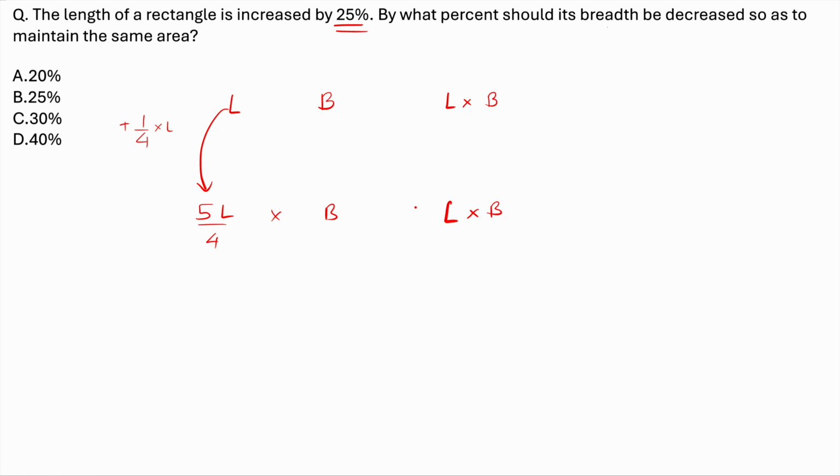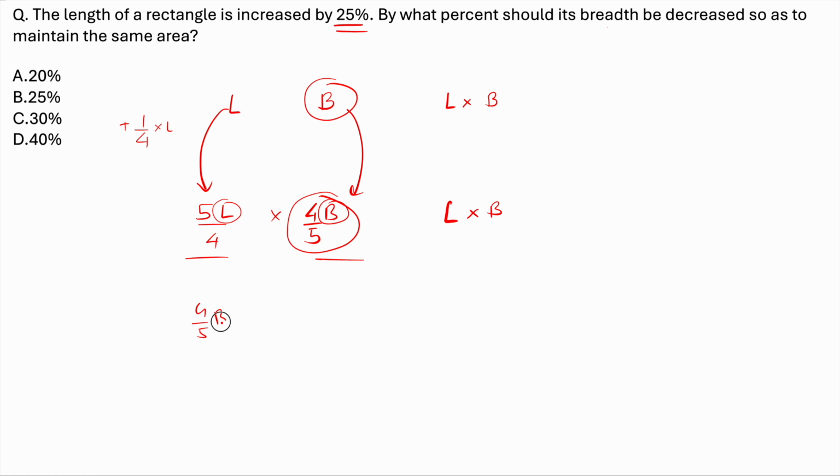The area changes, right? So to maintain the area same, let's compensate by making the breadth 4 by 5 times the initial, right? In this case, even if you multiply these two, 5 and 5 cancels, 4 and 4 cancels, the area will still be equal to L into B, right? So length becomes 5 by 4 times, compensate by making the breadth 4 by 5 times, okay? Right, the final breadth is 4 by 5B minus initial is B.